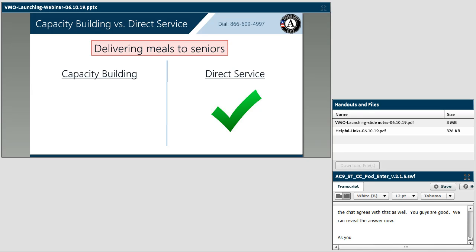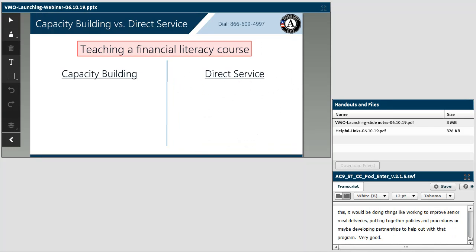And as you all got it, it is direct service because in this example, you'd actually be doing the serving. You'd pick up the food and drive it and deliver it to people. In contrast, if you wanted to think about some capacity building activities related to this, it would be doing things like working to improve senior meal deliveries, putting together policies and procedures, or maybe developing partnerships to help out with that program. All right, very good.